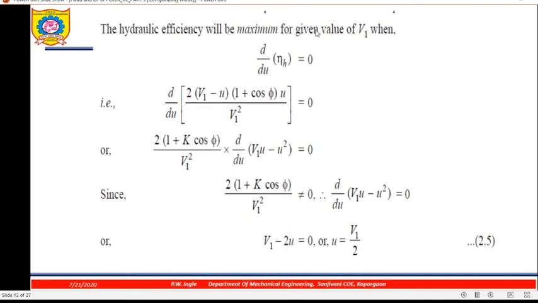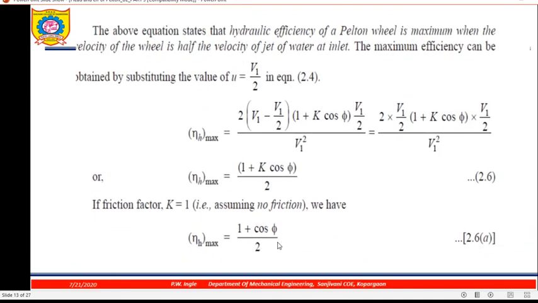The hydraulic efficiency will be maximum for the given value of v1 when d/du of the hydraulic efficiency equals 0. So d/du of v1 u minus u squared gives v1 minus 2u equal to 0, so u equals v1 by 2. Our equation states that the hydraulic efficiency of a Pelton wheel is maximum when the velocity of the wheel is half the velocity of the jet of water.